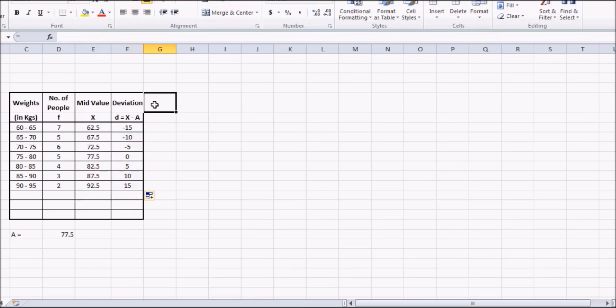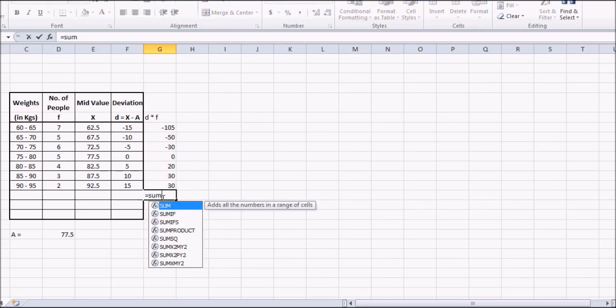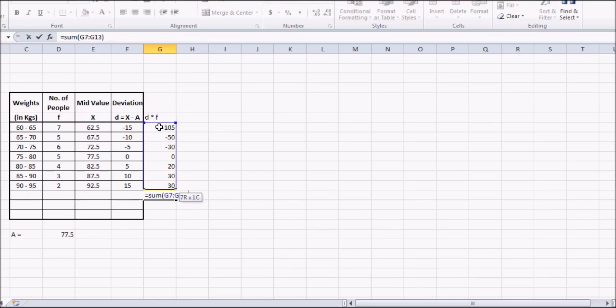Next, what do we do? Yeah, we find the product of D and F. So next is D multiplied by F, that is D into F, and then again we drag it down to all the cells. We get D into F. We need to calculate the sum of the deviations. Sum, and that happens to be again negative. Also we need to find the sum of the number of people, that is 32.